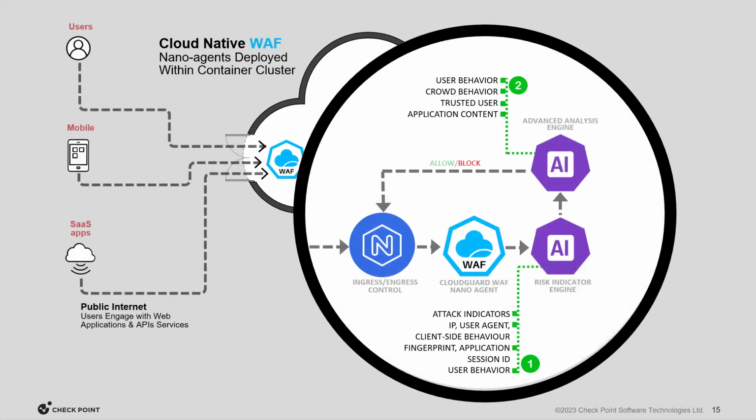And then what happens is, the advanced analysis engine, if it gets there and needs to make a decision around allow or block, right, it's going to inform the upstream ingress or egress controller, in this case this Nginx component, to deny or allow that particular traffic.